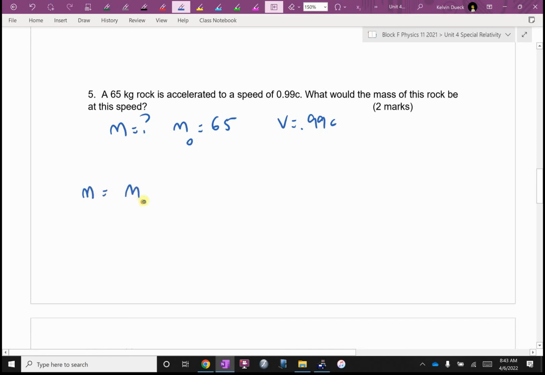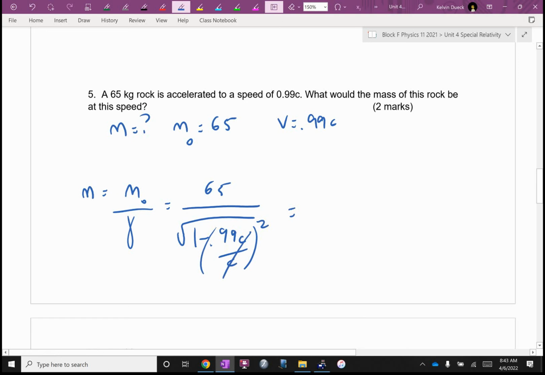It's m equals m0 divided by the square root function. It's going to be 65 divided by the square root of 1 minus 0.99c over c all squared. Hey, the c cancels.